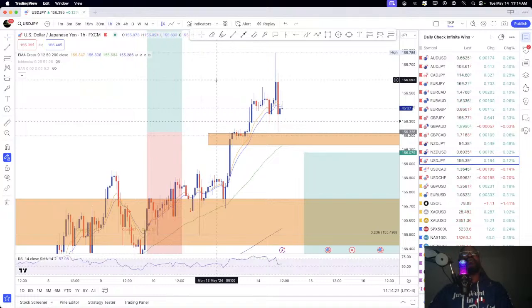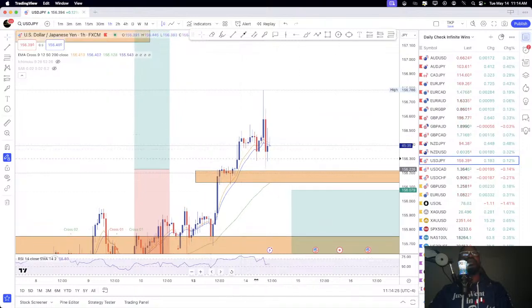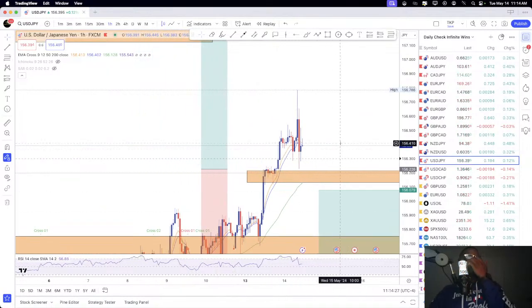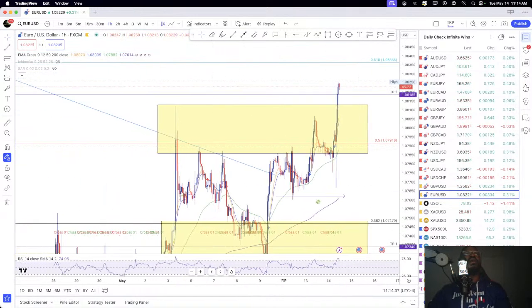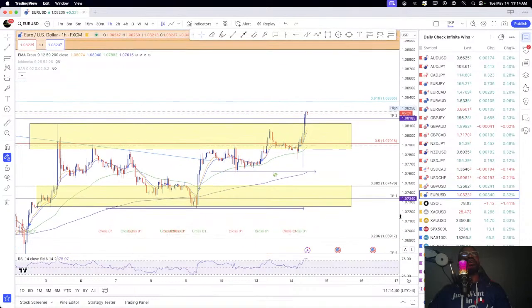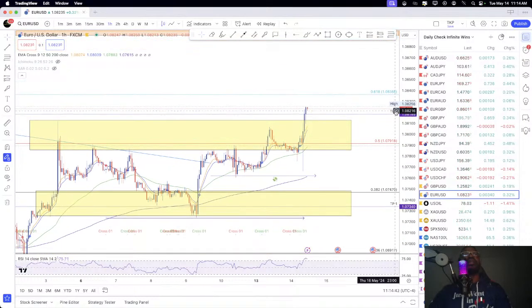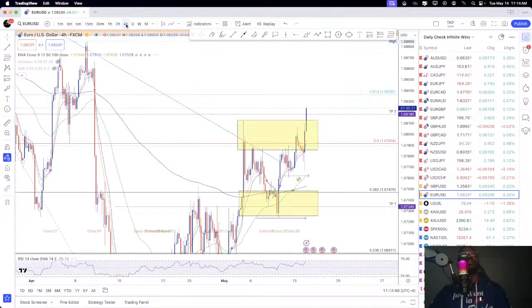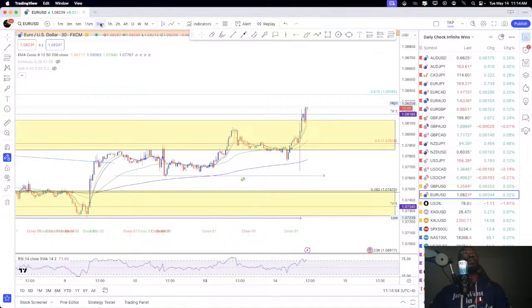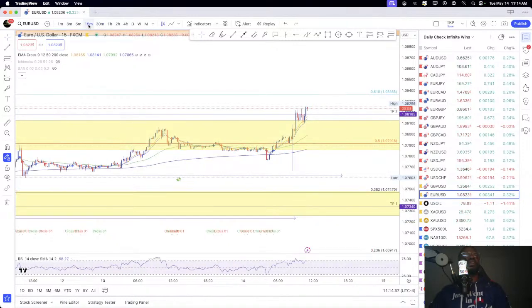Yeah, this next hour will be important on USD JPY, so let's check that out. Now, Euro USD was the first thing to break out of range, okay? Now, what we want to do now is see if we can catch a retest of 50.